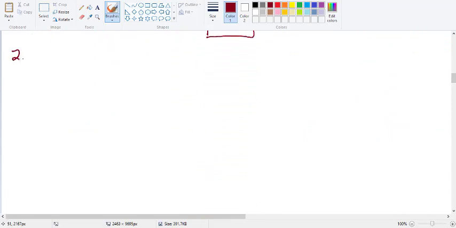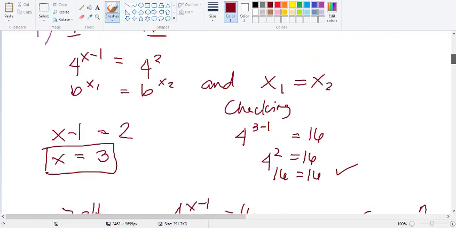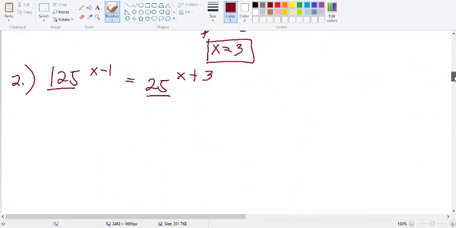Okay, so number 2, let's try 125 raised to x minus 1 is equals to 25 raised to x plus 3. Not all the time guys ha, no? Merong mga times na mahihirapan kayo maghanap ng base, but not all the time. Like for example tulad sa taas kanina, nahanapan natin kaagad ng base which is 4. It's quite easy. But for this part, kung 25 square nyo, it's 625.